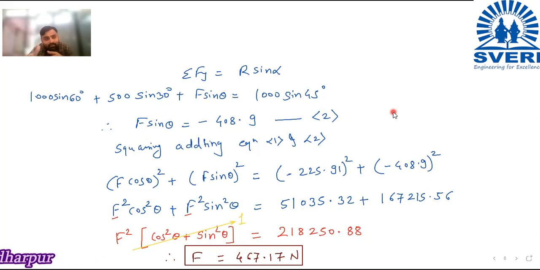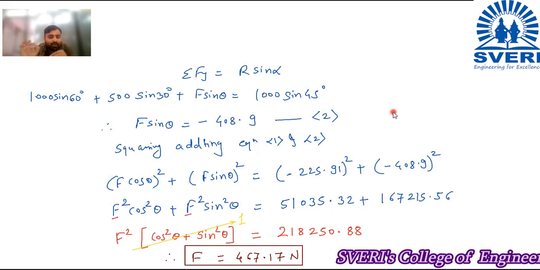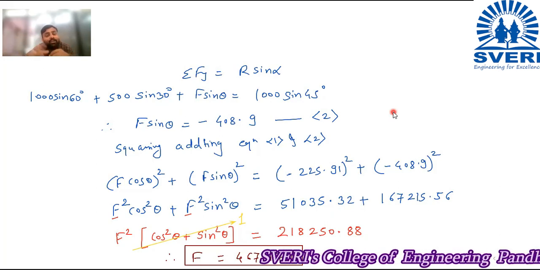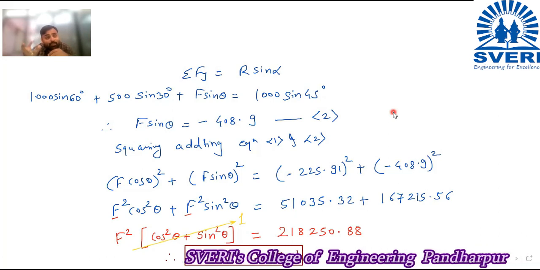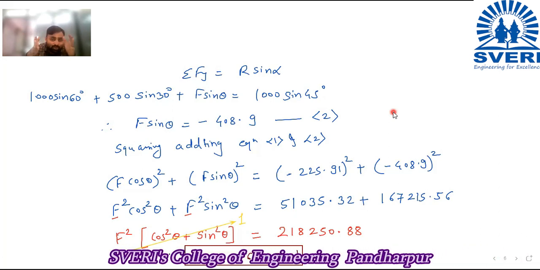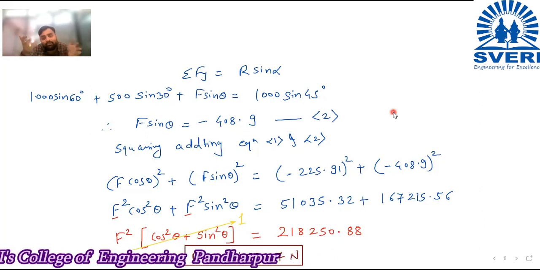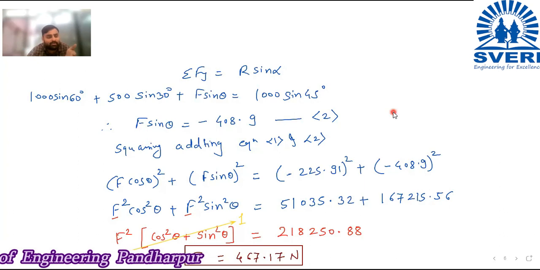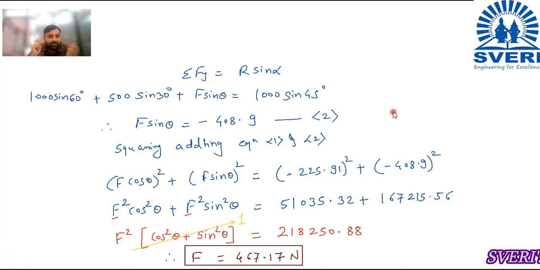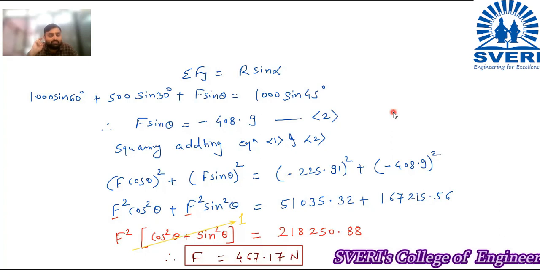Everyone should take care that the problem doesn't go wrong because of a calculation mistake. And do fast calculations. If you do the calculation fast, then only are we able to cover the maximum numericals in the class. If you do the calculation slowly, then instead of 2-3 problems in one lecture, we will finish with 1 or 2 problems. So please do fast calculations from the next class. Everybody should be ready with the calculator and your notebook.